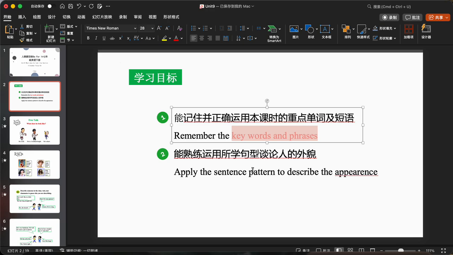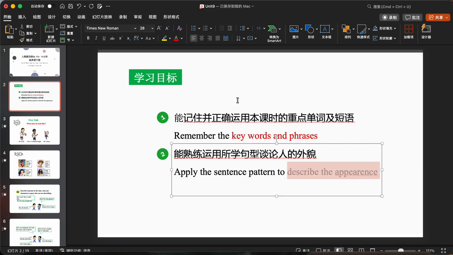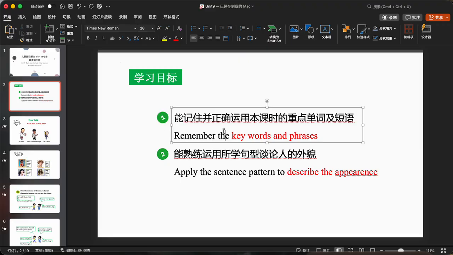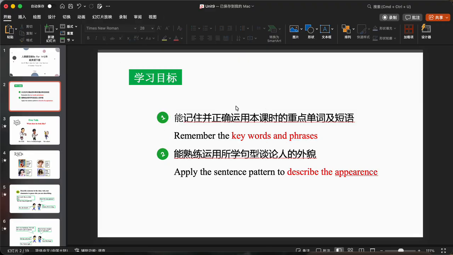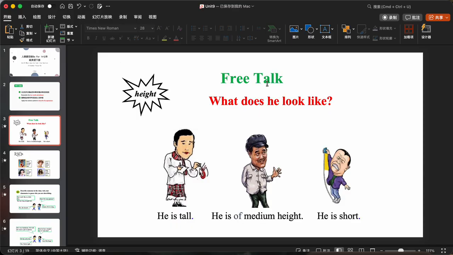Maybe I need to use different colors. Yeah, because the key points of this class are the keywords and key phrases, and knowing how to describe the appearance. So first I need to redesign this. And the second one, we will get into a free talk. What does he look like?